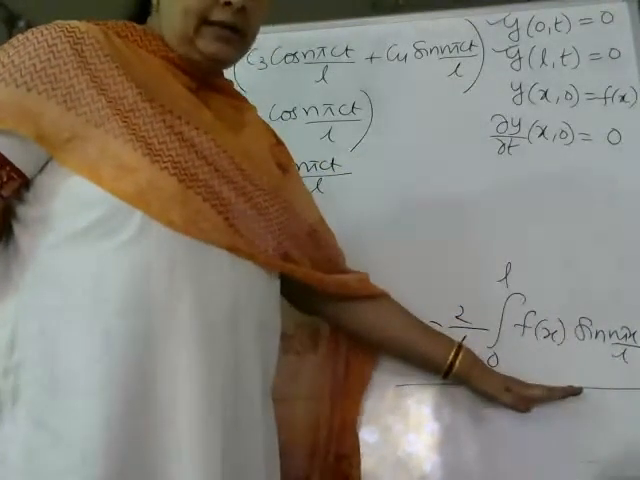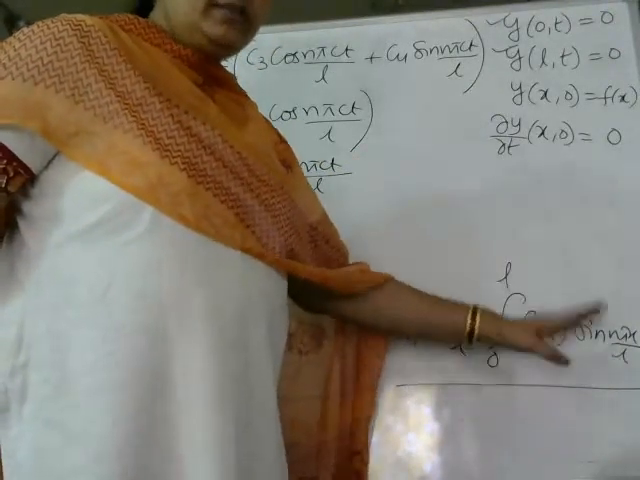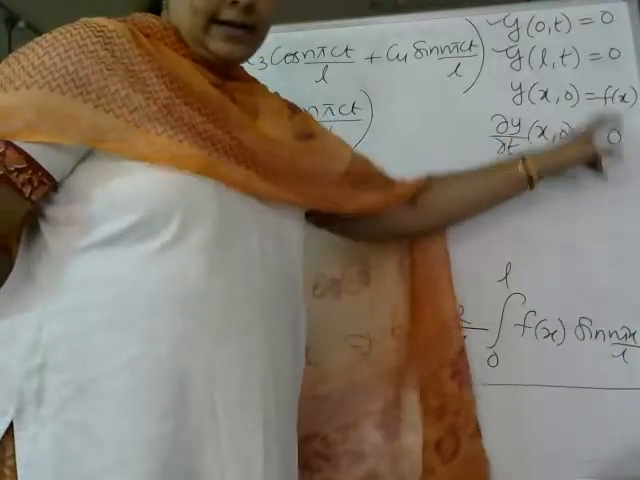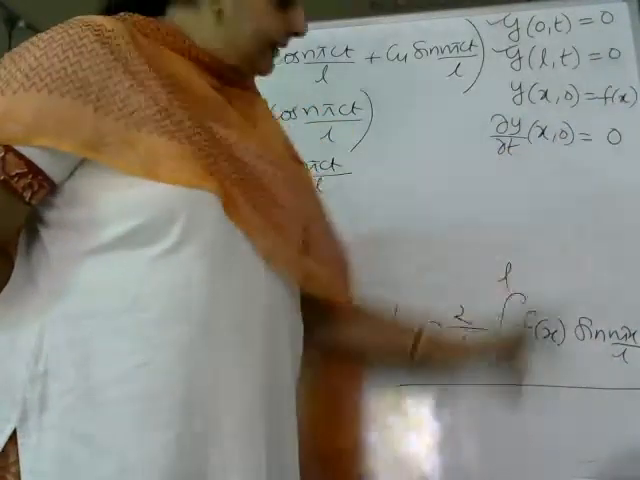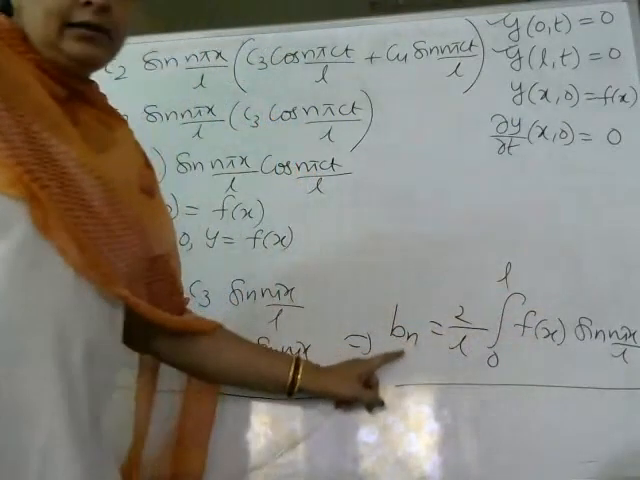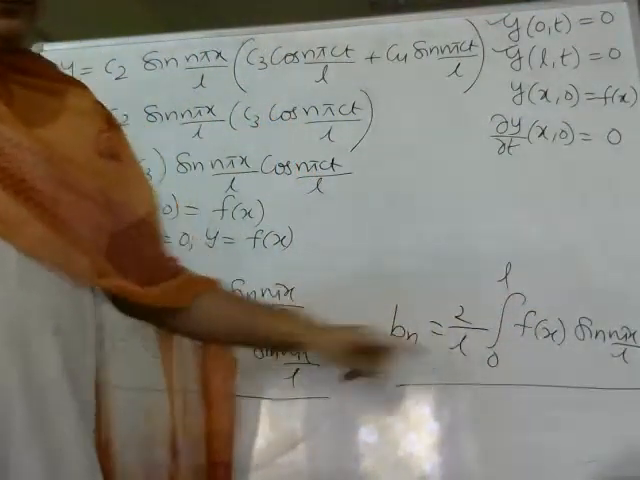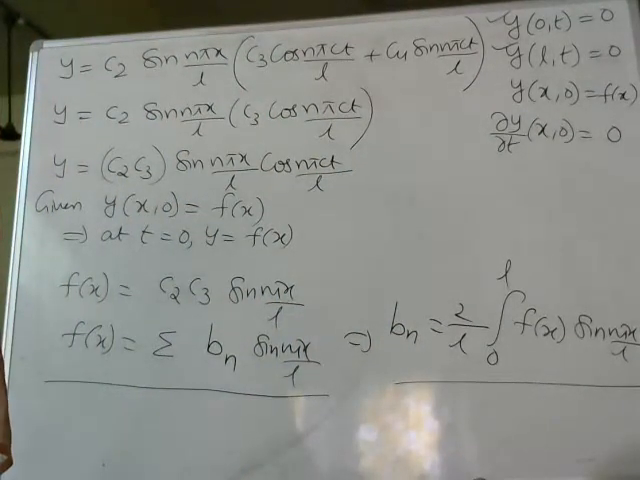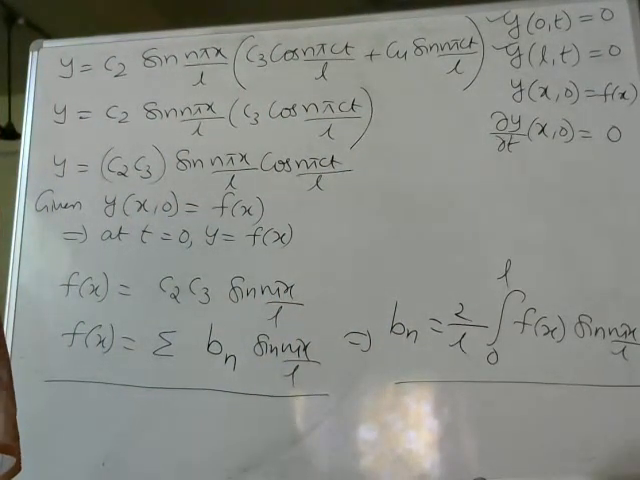So we leave the problem till here. If you are given any particular value for f(x), like f(x) equal to x square, f(x) equal to sin x, f(x) equal to e power x, you have to evaluate the value of Bn according to this integral value. That is the complete solution of the one-dimensional heat wave equation.